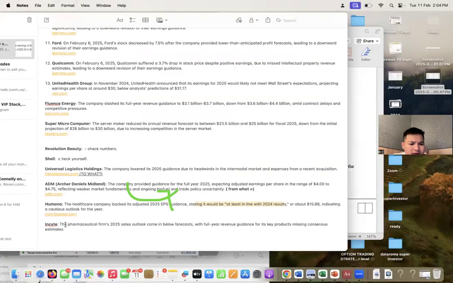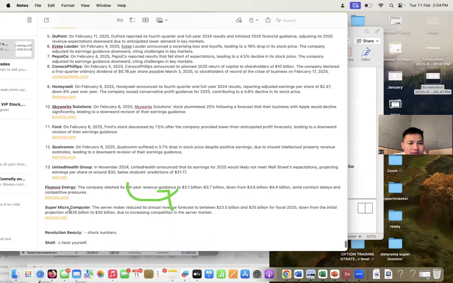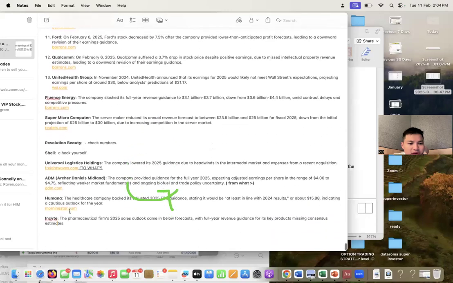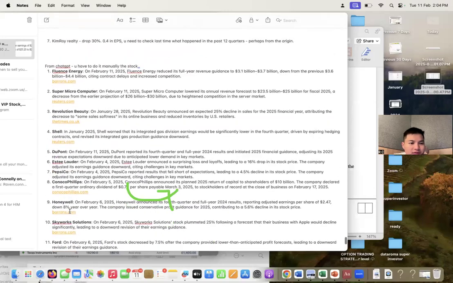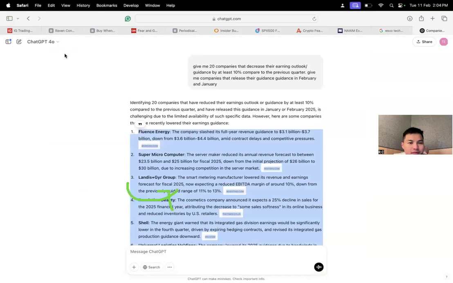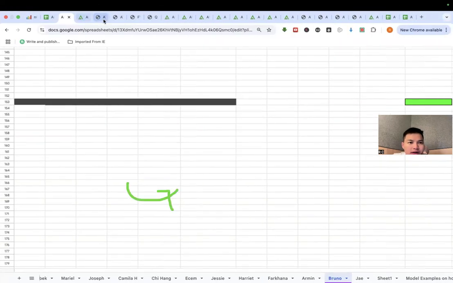Now, what else do we have? Insight came below. For this insight, we need the numbers. Okay. A lot of them don't have the numbers, so you've got to find the numbers yourself. Let's look at homework right now.